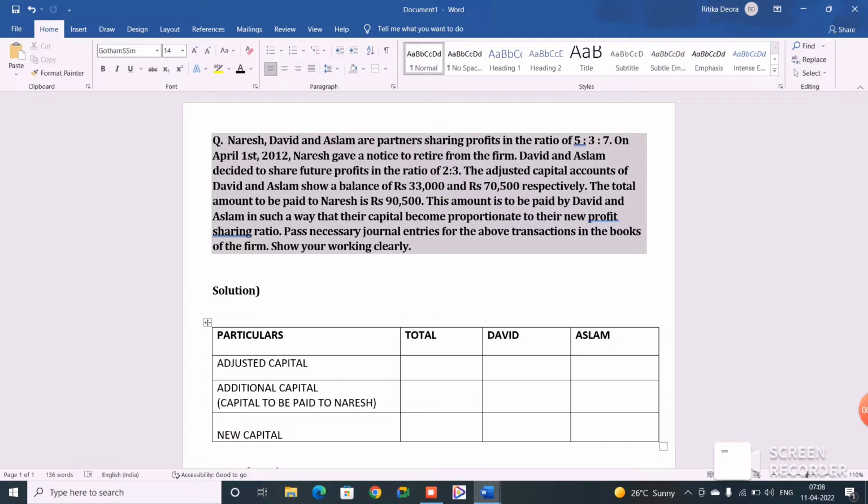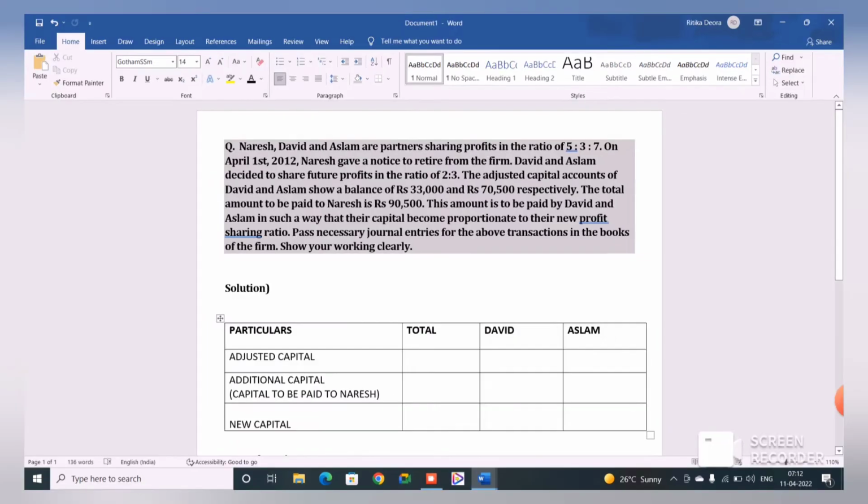I have taken a question from T.S. Grewal Double Entry Bookkeeping and I hope you will find this question in your book. So let us start the question. The question says, Naresh, David and Aslam are partners sharing profits in the ratio 5:3:7. On 1st April, Naresh gave a notice to retire from the firm. David and Aslam decided to share future profits in the ratio 2:3. So there is a change in the profit sharing ratio between remaining partners.